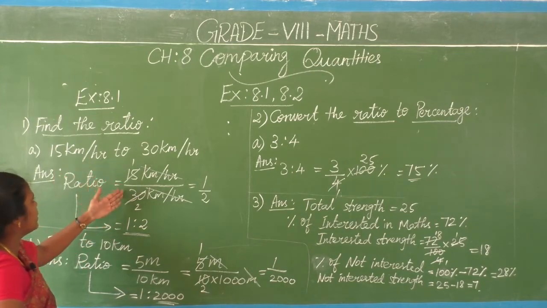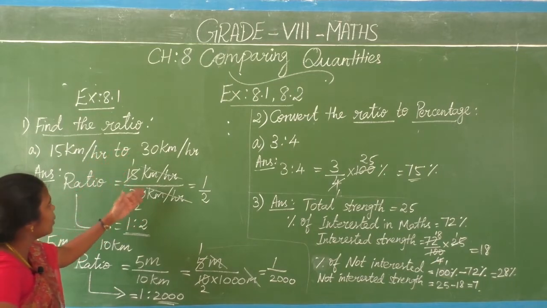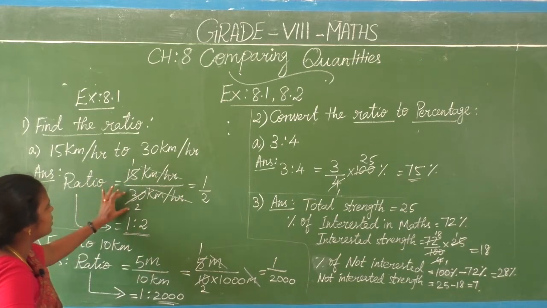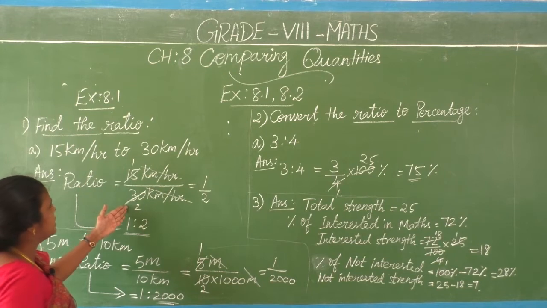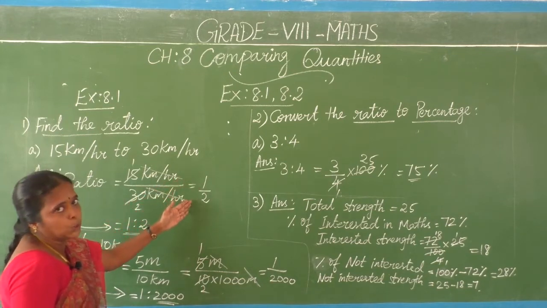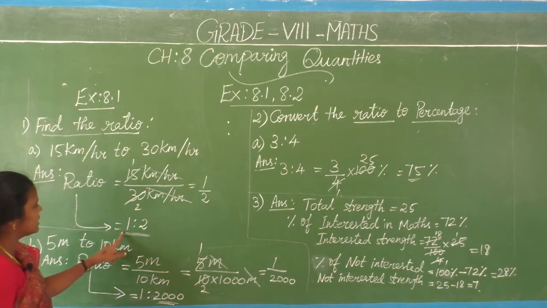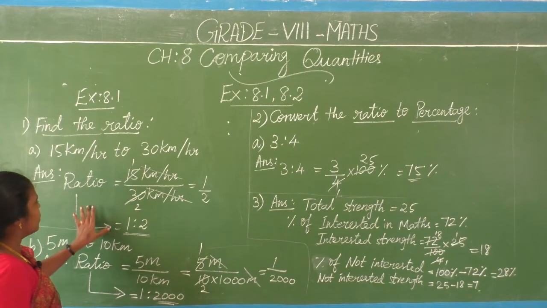So we can write that as 15 km by 30 km. The units are cancelled. 15 and 30 are both divisible by 15. 1 times 15 is 15, 2 times 15 is 30, so 1 by 2 is the simplest form. That can be written in ratio form as 1:2. Clear, children? What is the question?